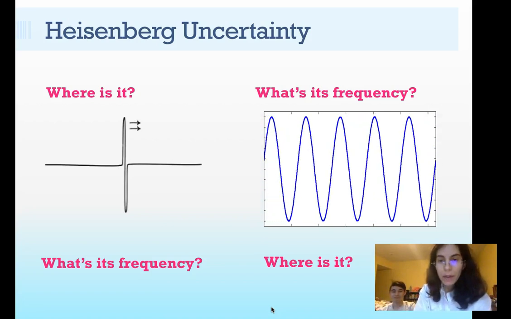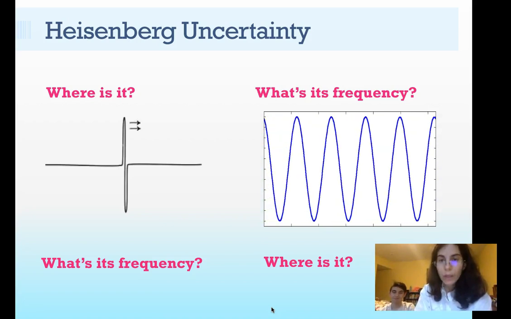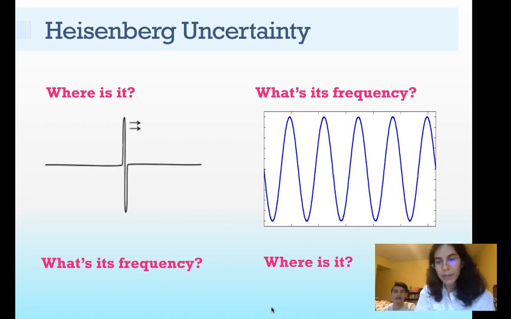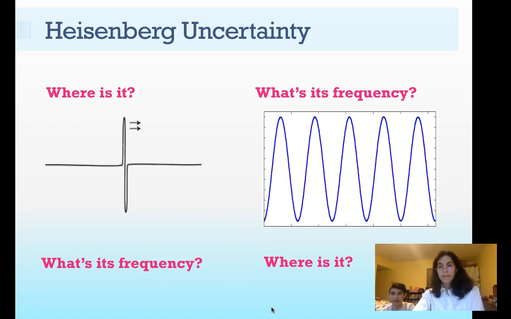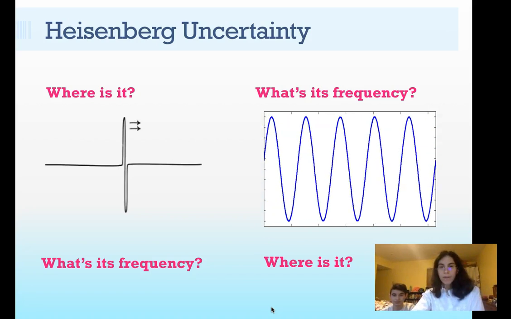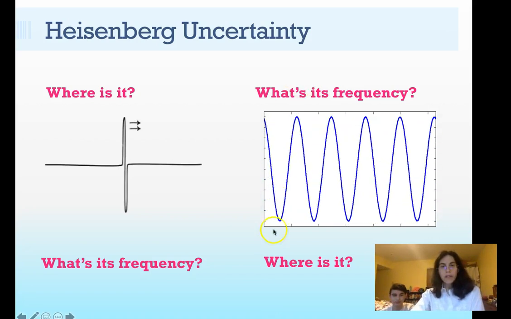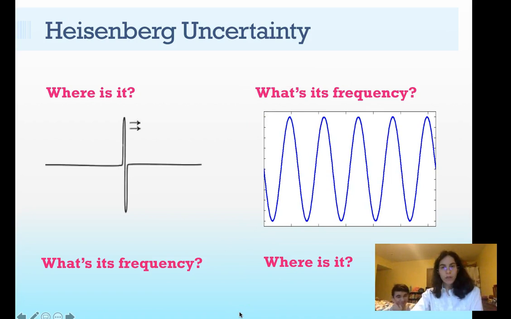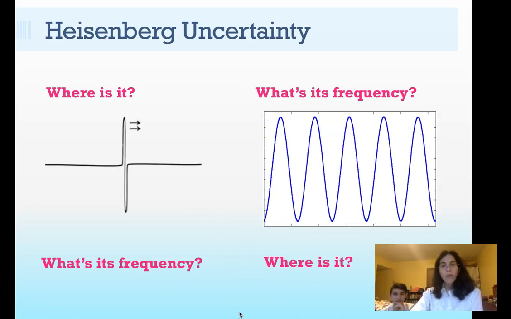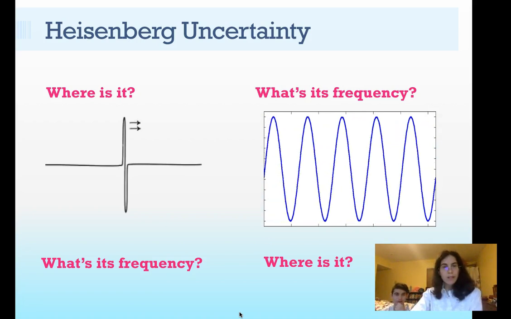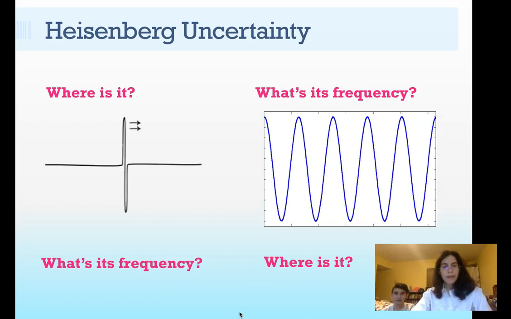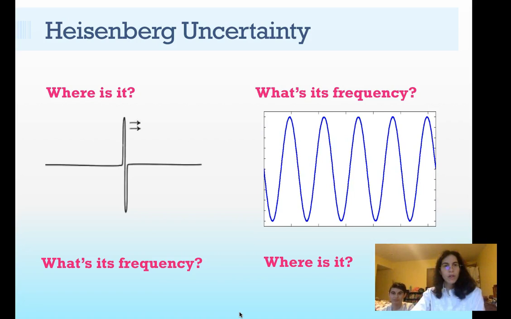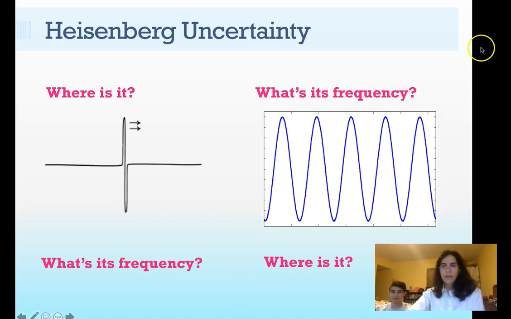If you hang out there long enough, a blue wave will come by at a rate of one per second. If you hang out there for one second or longer, there will be at least one blue wave going by. Heisenberg says, look, you can't have it both ways. One of these two questions is going to have an answer, and it's going to be a great answer, and it's going to make perfect sense with all the math. The other one is going to be simply nonsensical. You either get where it is or what its frequency is. You can't get both. Again, it's not only that there isn't an answer, it's that there isn't even a question.